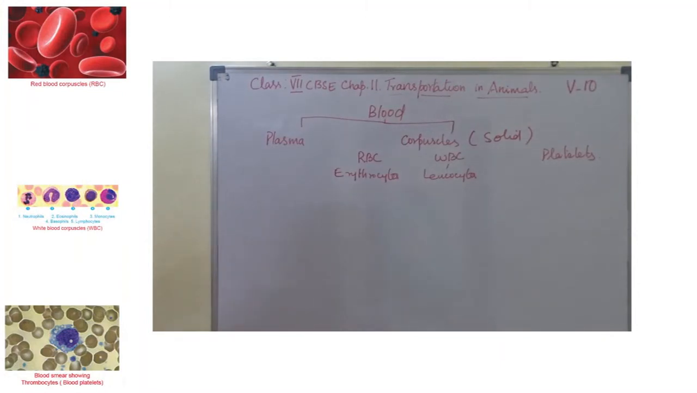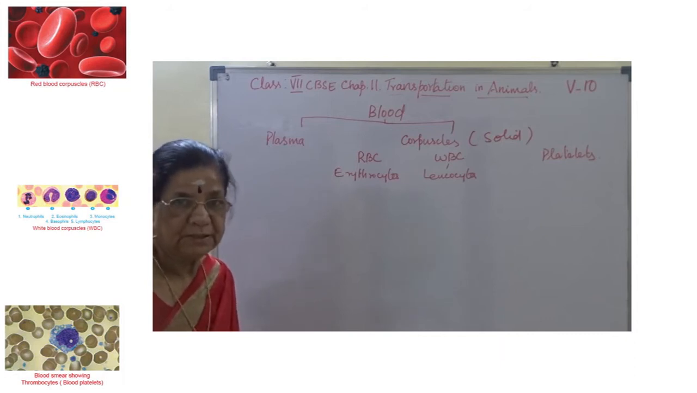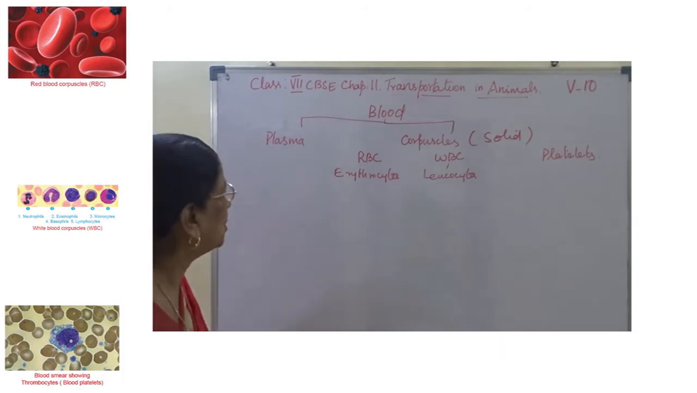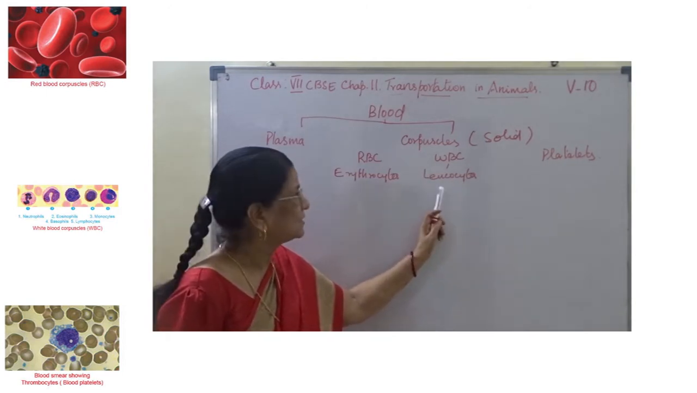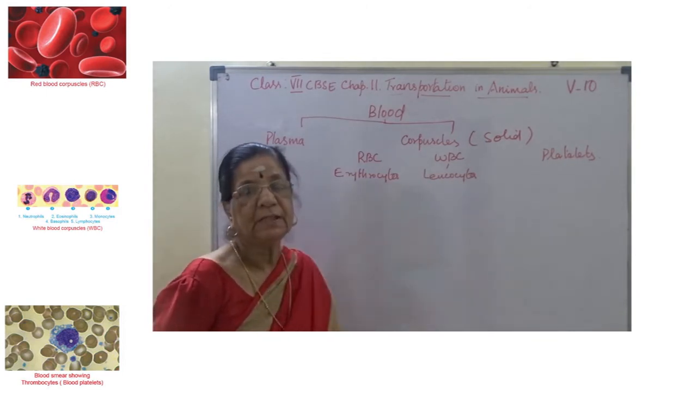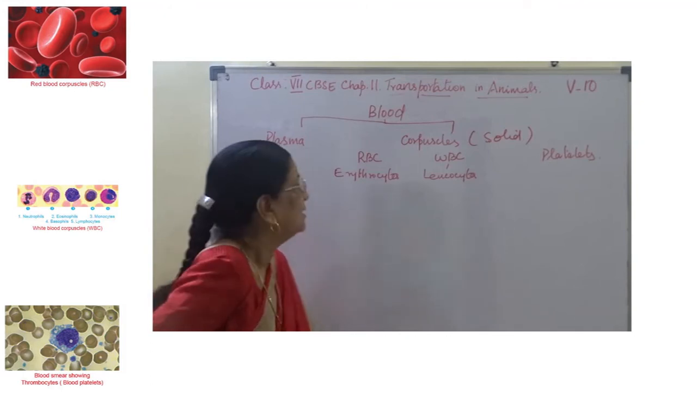I hope you understand. So the solid corpuscles are RBC, red blood corpuscles or erythrocytes, WBC, white blood corpuscles or leukocytes, and blood platelets. I hope you understand.